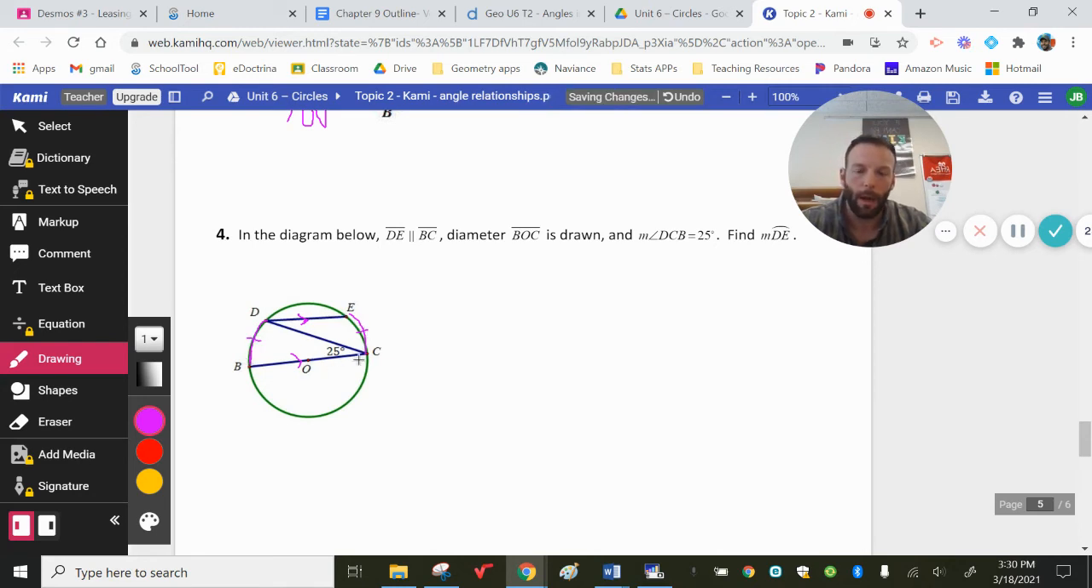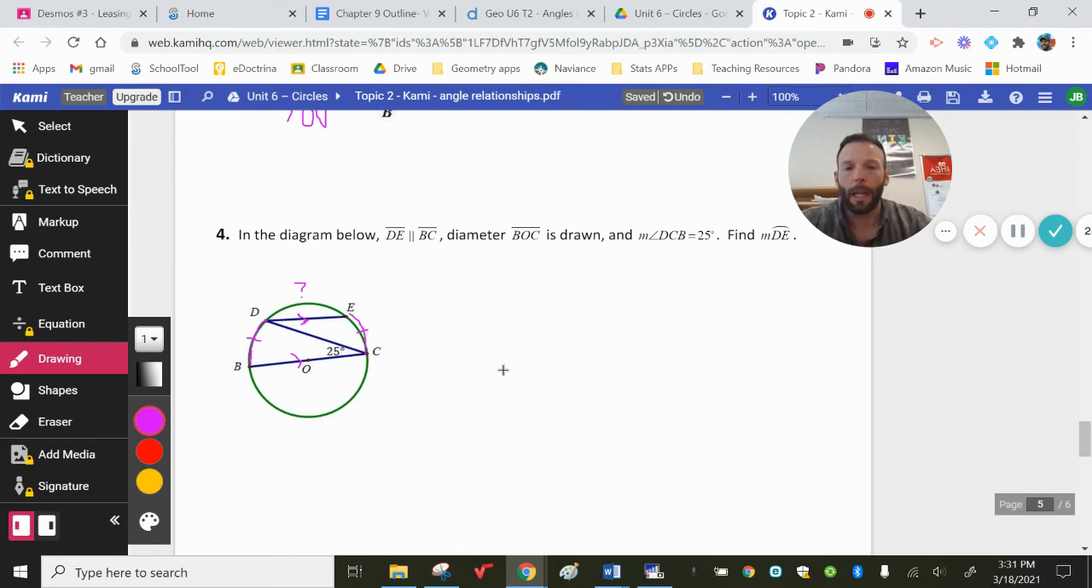Whenever you have parallel lines cutting through a circle, the arcs that they cut apart, those parts of the circle, always have to be congruent to each other. Now, in this question, I'm given that those chords are parallel to each other, that this segment is a diameter, and that the measure of angle DCB is 25 degrees. And the goal is to figure out what the measure of the arc from D to E has to be.